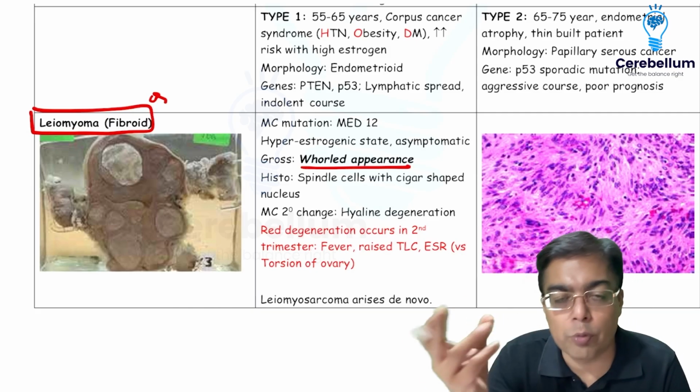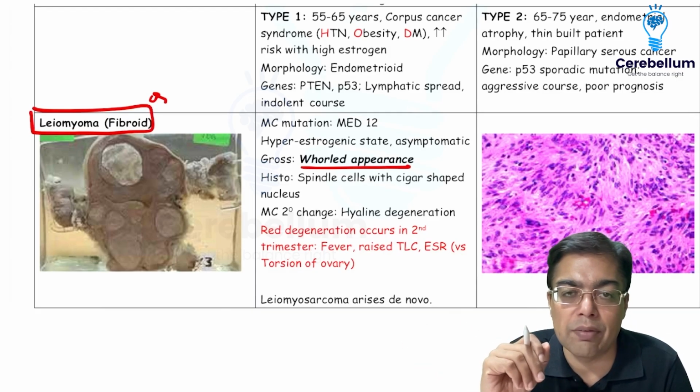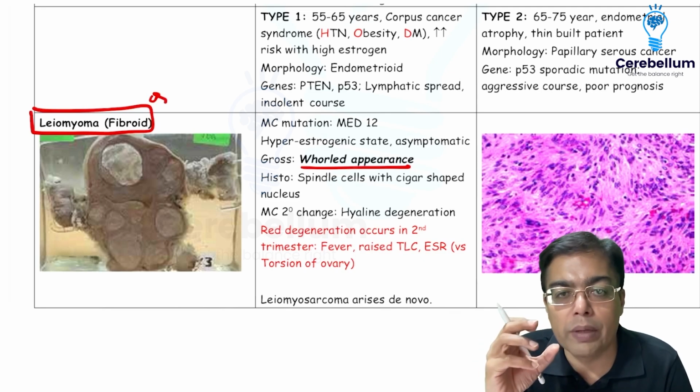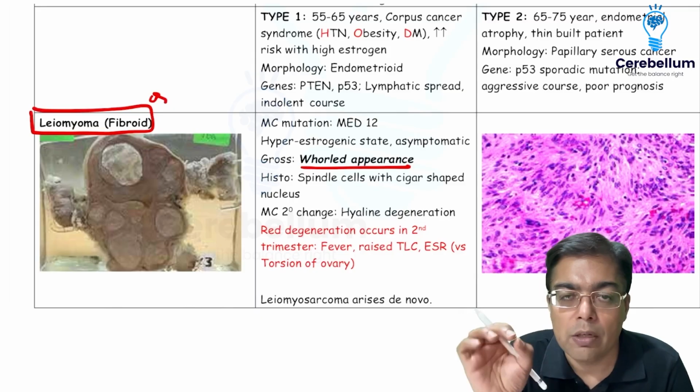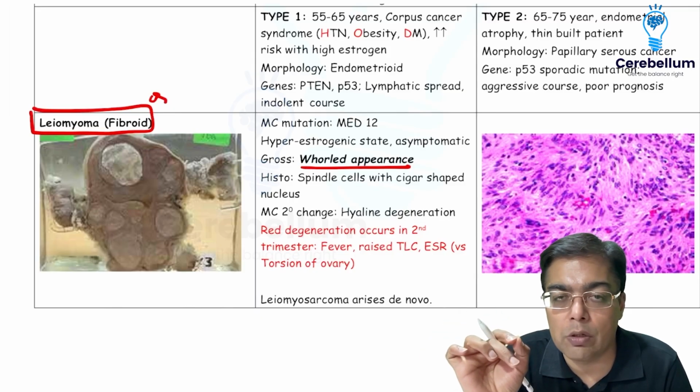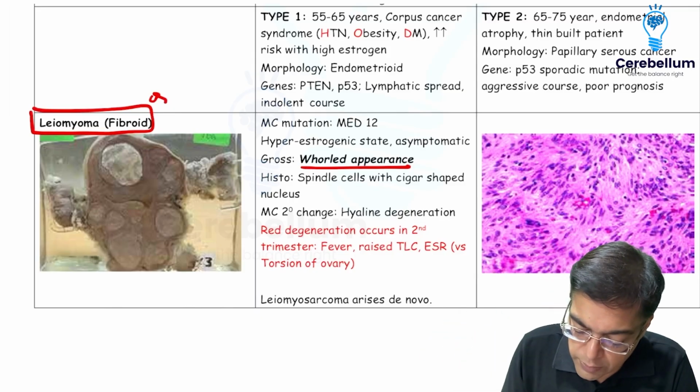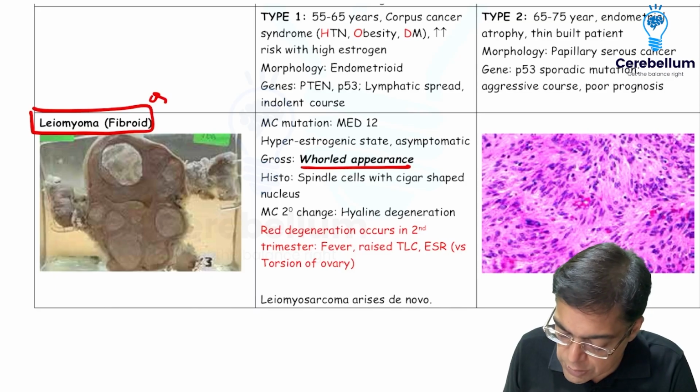Of course, it can progress into complications where patients can have red degeneration. They could have hyaline degeneration. They can even have a subsequent, very minimal but definite risk of development of a malignancy as well.